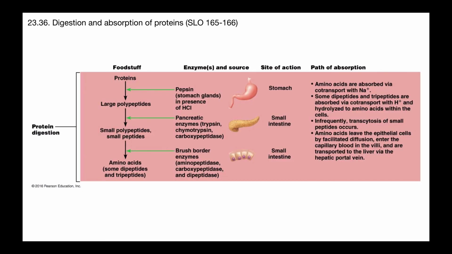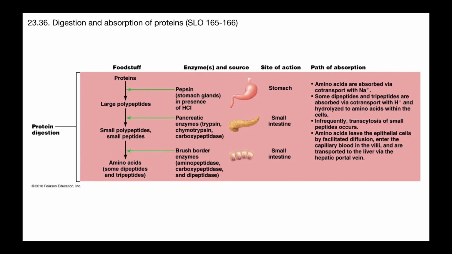Next, we can consider the absorption of proteins. So remember, the proteins are polymers of amino acids. So the goal is going to be to break them up into the smallest possible Legos. Pepsin does some part of this job, but more of the work is also going to happen through the pancreatic enzymes that are coming in through the pancreatic juice. And then lastly, the brush border enzymes are going to finish off the job.